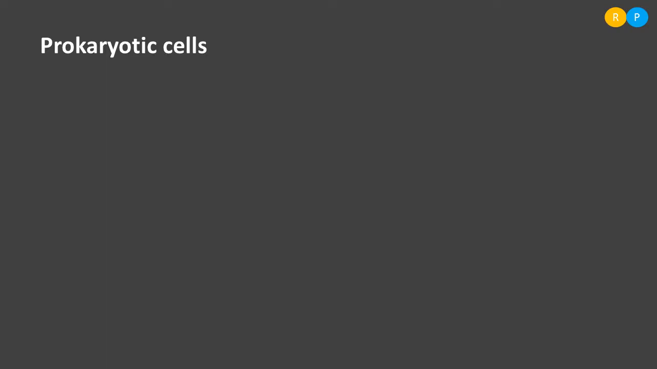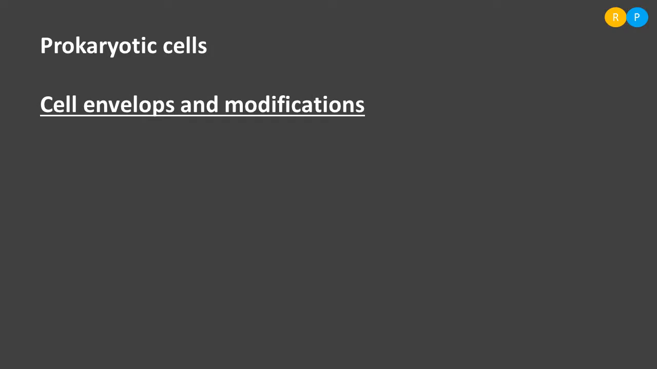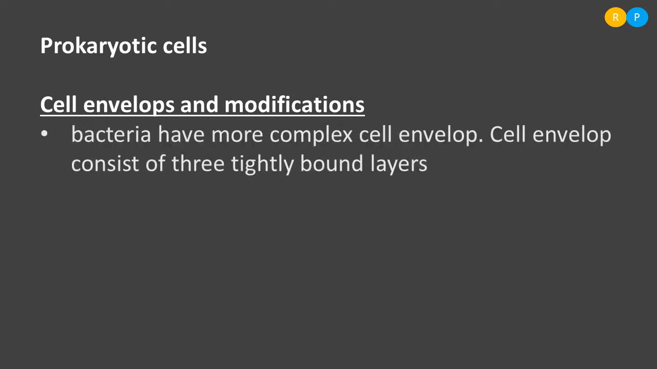So the first we have to study here is cell envelope and modifications, because the outermost protective covering we have in the prokaryotic cell is the membrane. So if we take the example of bacterial cell, we can clearly observe the presence of three outermost coverings. So three tightly bound layers present in the bacterial cell, that is known as a cell envelope. So what are those three layers?